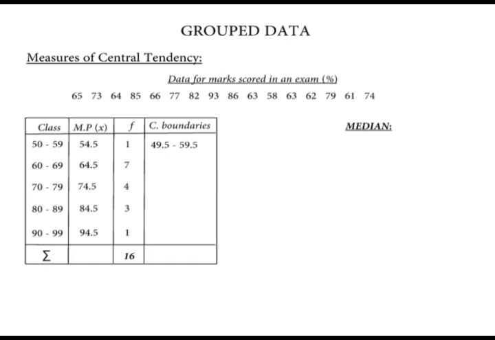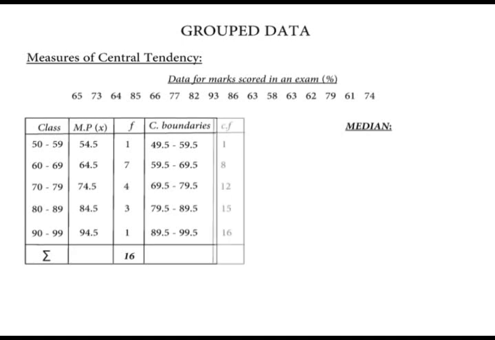Second class, 60 minus 0.5 is 59.5. 69 plus 0.5 will be 69.5. The other classes, we shall have 69.5 to 79.5, 79.5 to 89.5, and 89.5 to 99.5. And so you realize the upper class boundary for a given class is the lower class boundary for the next class. As usual for median, we need the cumulative frequency.